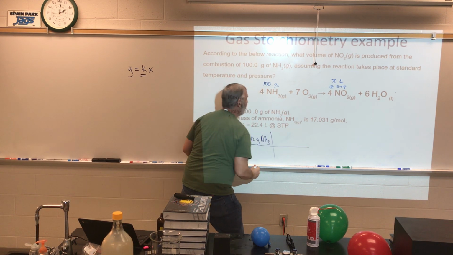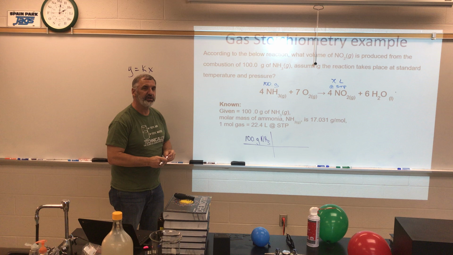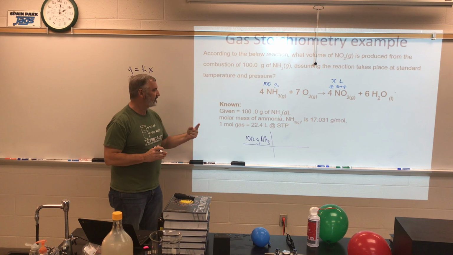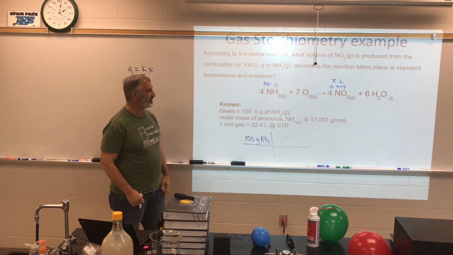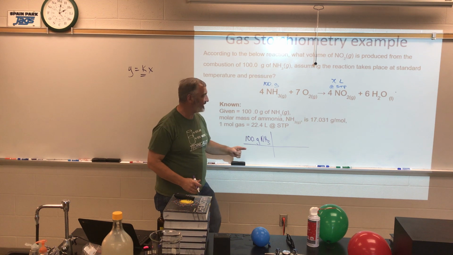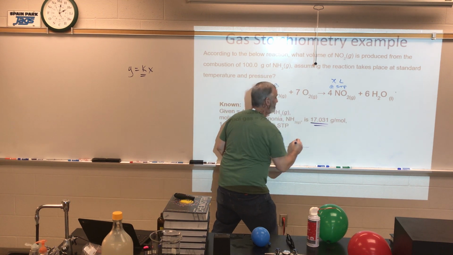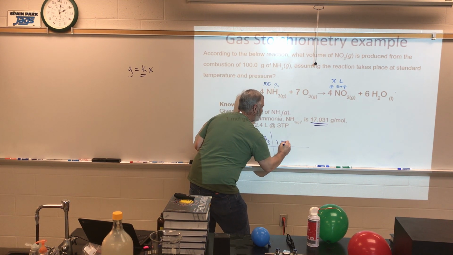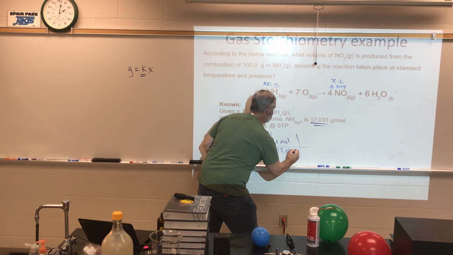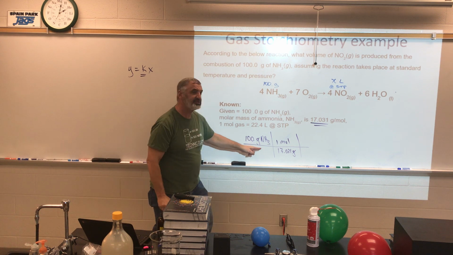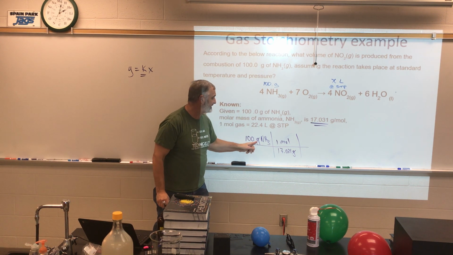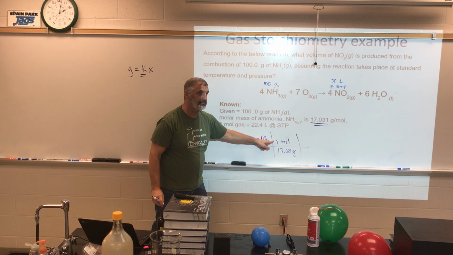But I know that I have to convert my 100 grams of ammonia to moles. So I use what? Yep, you got it, the molar mass, okay? So I'm gonna say 1 mole over 17.031 grams, okay? That makes my grams. I knew grams needed to go on the bottom. I needed to divide by 17, so grams would cancel, giving me moles.